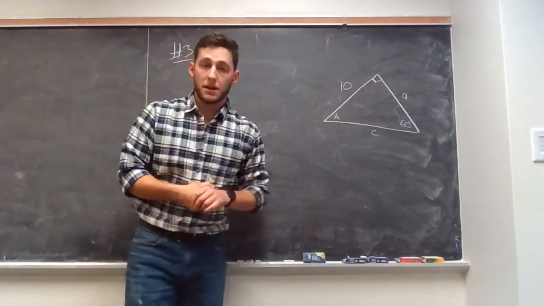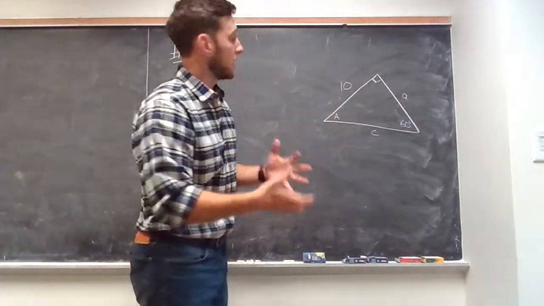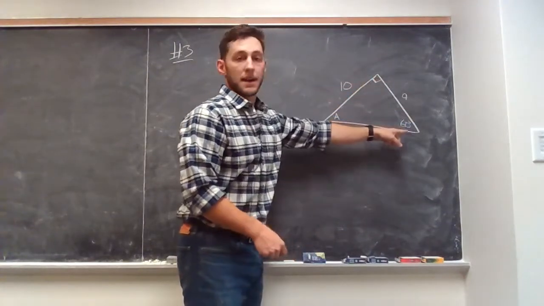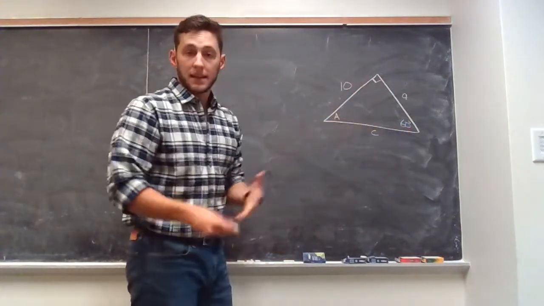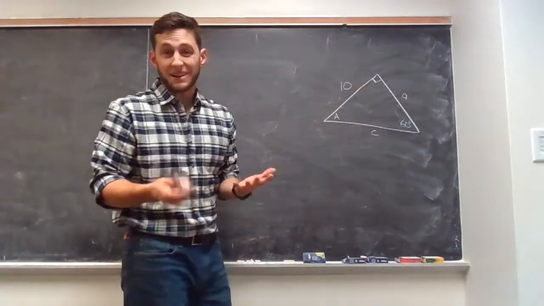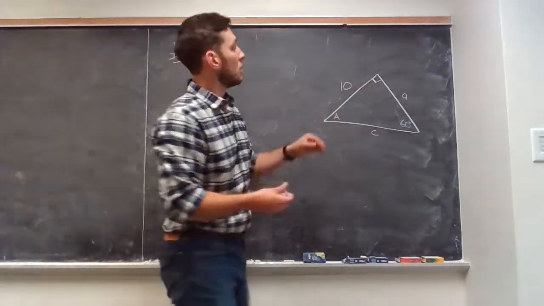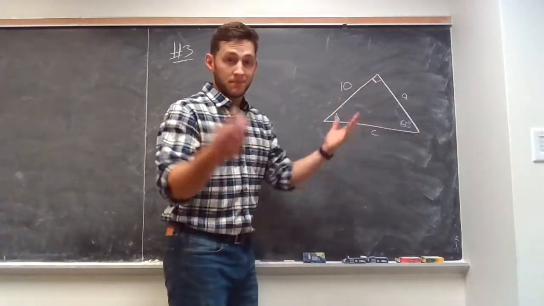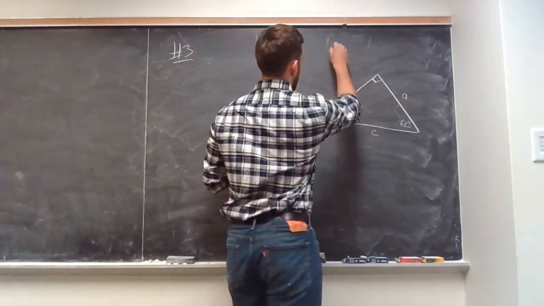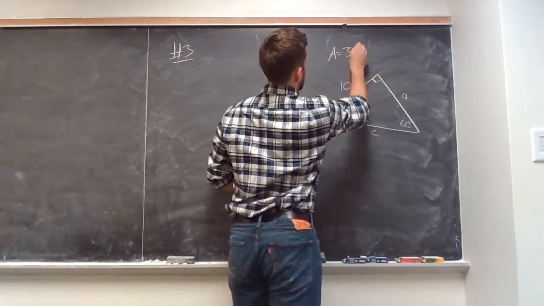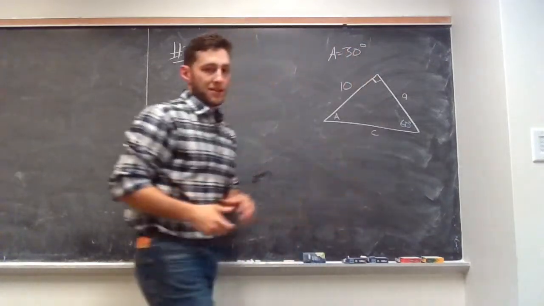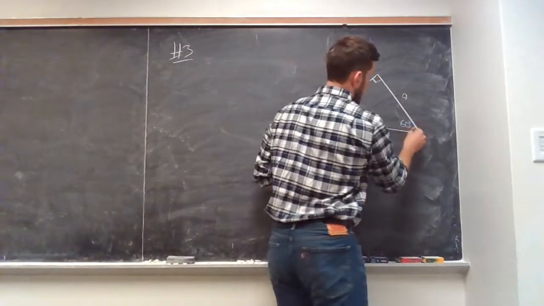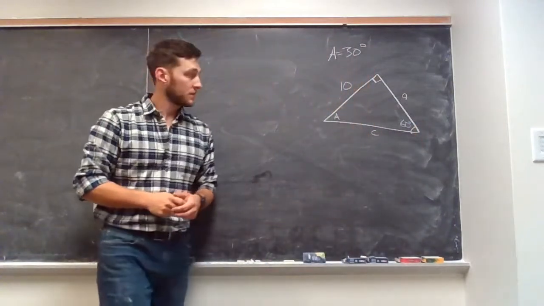All right, so I'm over here. First thing I'm going to get is my hands on the angle. So notice I got a 90-degree angle, a 60-degree angle, and I need angle A. Well, we play that takeaway from 180 game. 180 minus 90 is 90. 90 minus 60 is 30. That has to be A. A is 30 degrees.